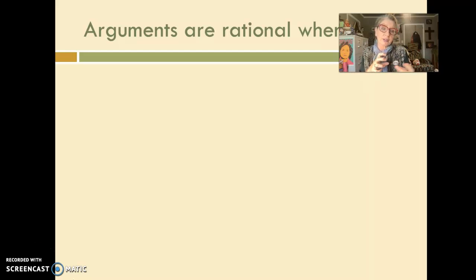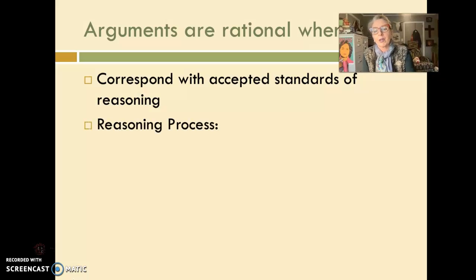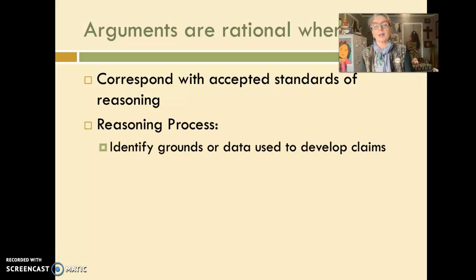We'll talk about syllogisms. But rational means it's something that is logical, that makes sense, follows a line of reasoning. So arguments are rational when they correspond with accepted standards of reasoning. We have certain standards of reasoning. One of them has to do with logic. Does it make sense? Does it follow a certain order? The reasoning process happens this way.